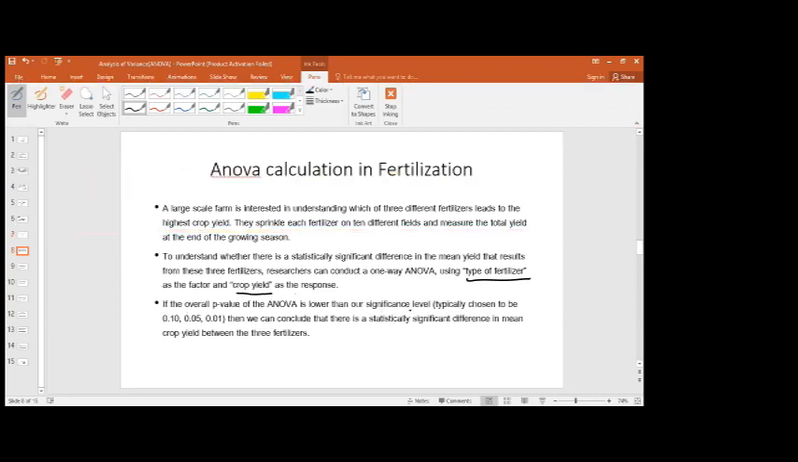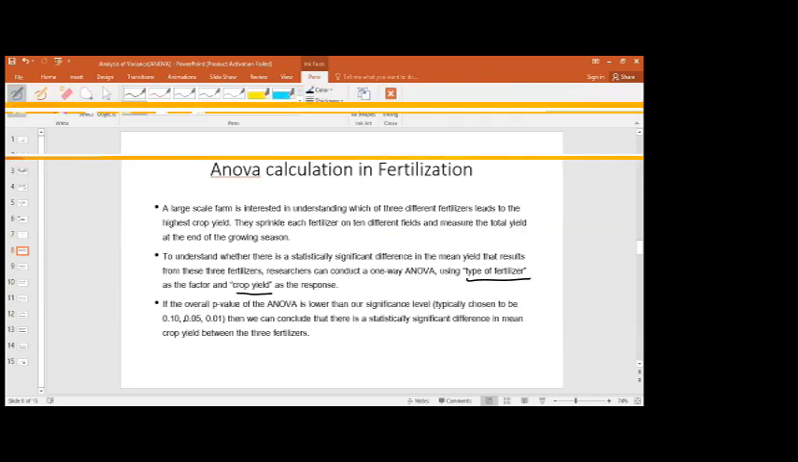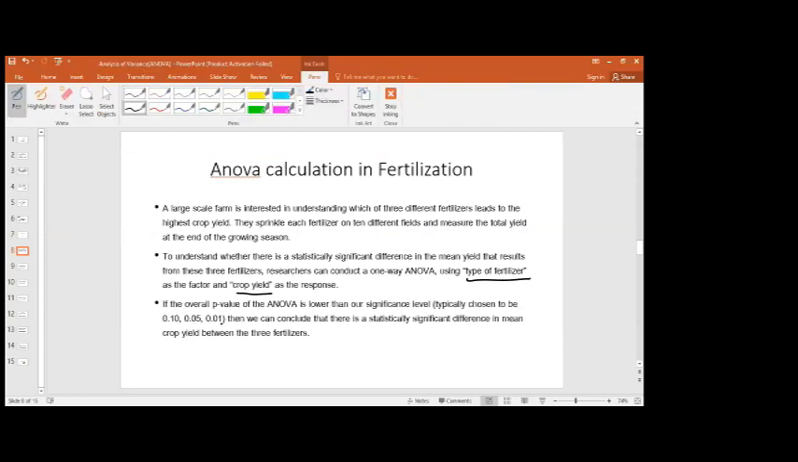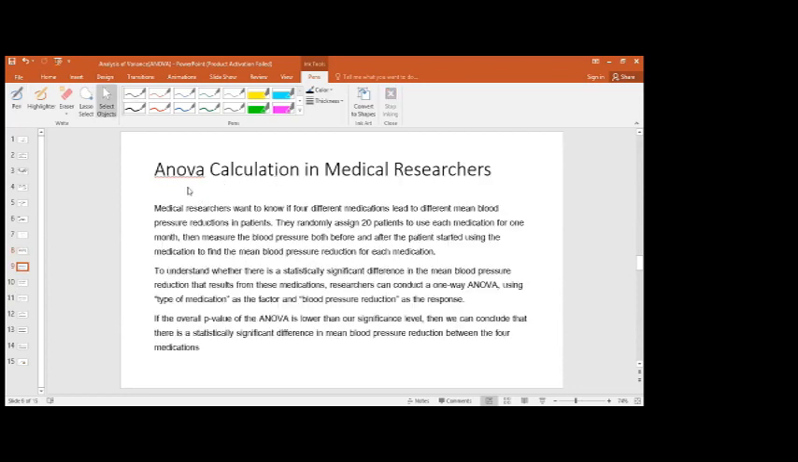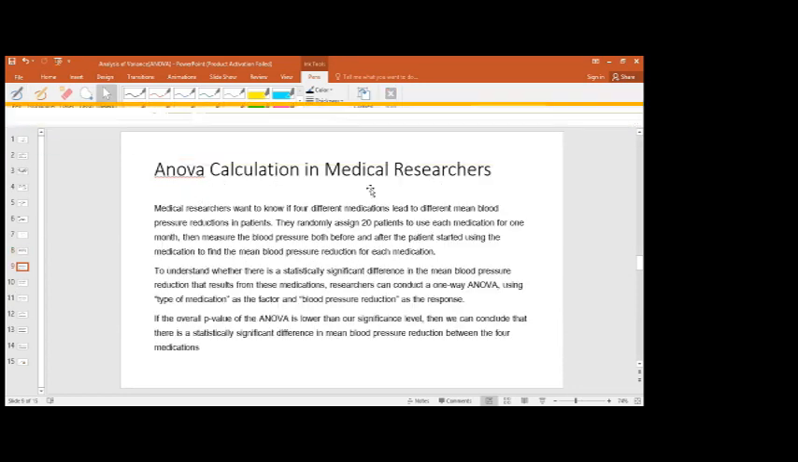If the overall p-value of ANOVA is lower than the significance level, typically chosen to be 0.1, 0.05, 0.01, then we can conclude that there is a statistically significant difference in mean crop yield between the three fertilizers. So here we can calculate ANOVA in fertilization. Next, similarly, we can do ANOVA calculation in medical research.